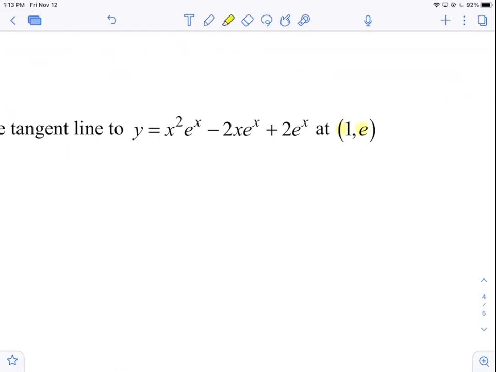All we need for the equation of a line is a point and a slope: an x coordinate, a y coordinate, and a slope. We have 2 of those. So we just need y prime of 1. That's all we need. We need the slope of that line or that graph.